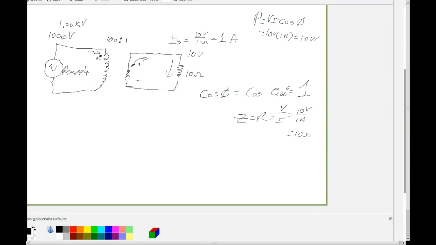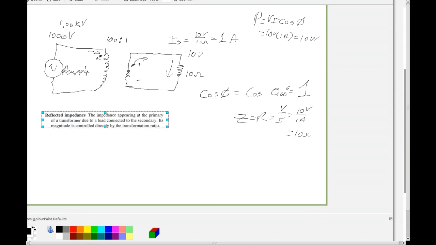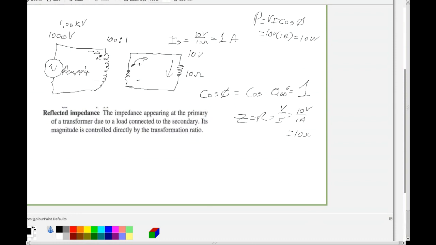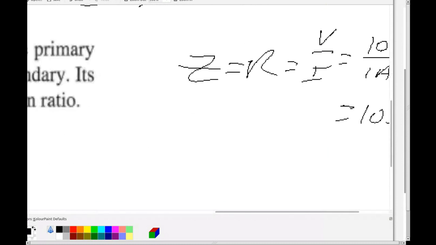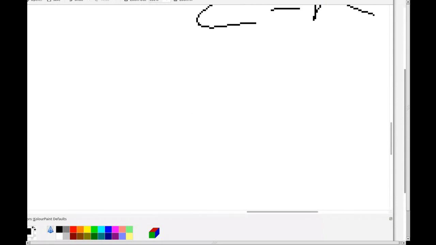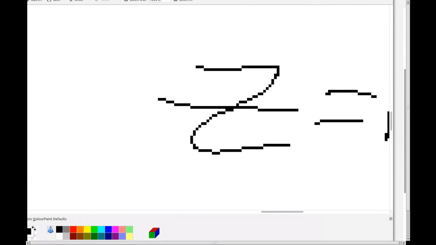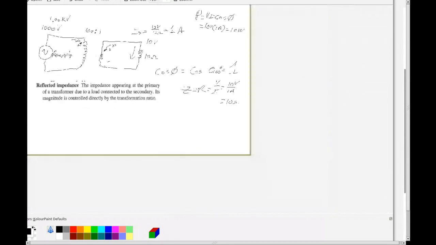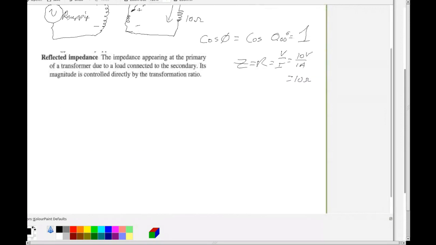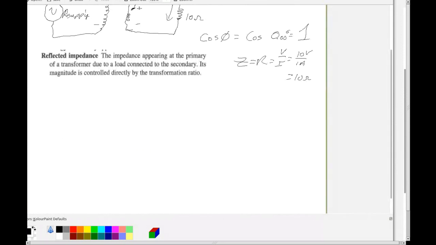Let me just paste this right in here. Okay, so this is the definition out of the book. Reflected impedance is the impedance appearing at the primary side due to the load connected on the secondary side. Okay, so I just need a little more space here.